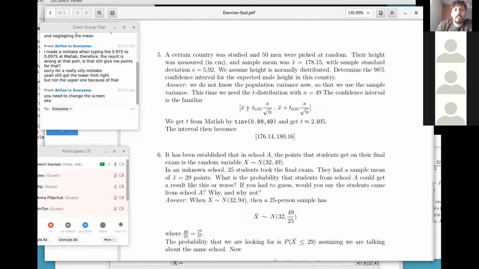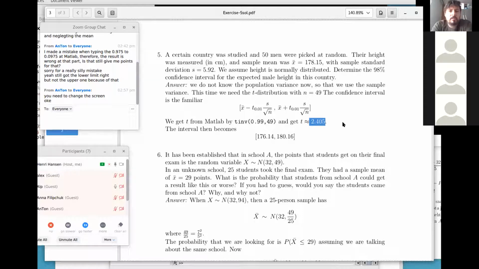So the confidence interval is just like before, and we got the t from the t-inv. It's about 2.4005. Multiplying by 5.92, dividing by the square root of 49, which just happens to be 7, we get 176.14 and 180.16 as the lower and upper thresholds here. So within about 4 centimeters, we know this.